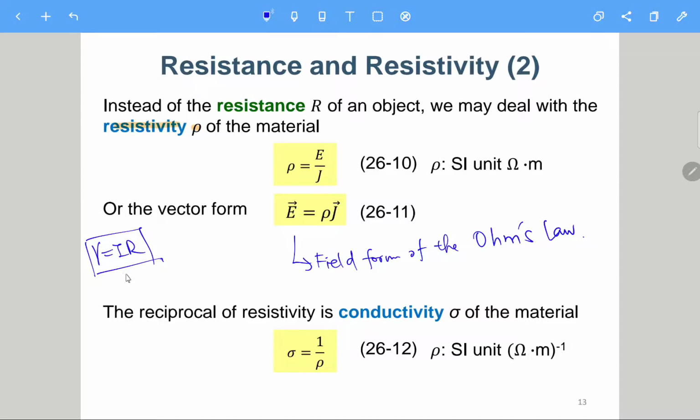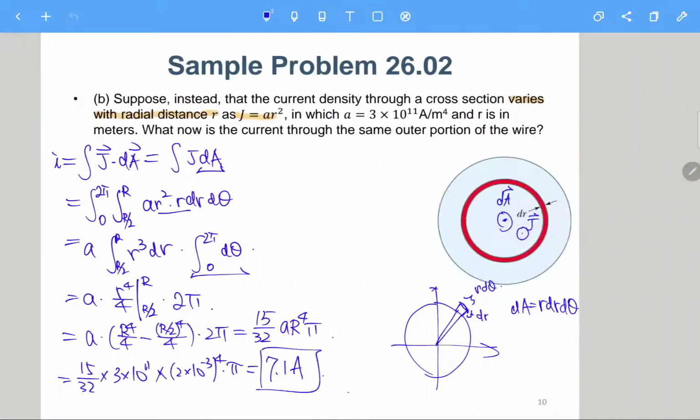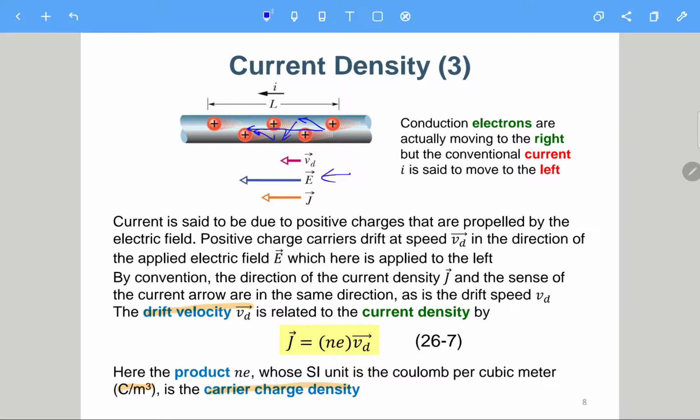So in circuit theory, maybe we'll discuss a bit in chapter 27, chapter 31, then usually we'll use V and I because the vector quantities would be much more complicated to calculate. Anyway, we have the equation E equals rho J. So we related the E field and the current density, because at least on this page we already know that the drift velocity and J should have some relationship. So that equation also relates E and J.